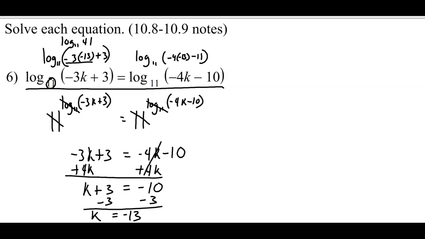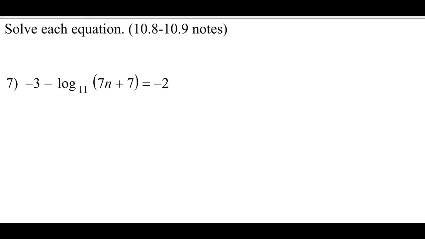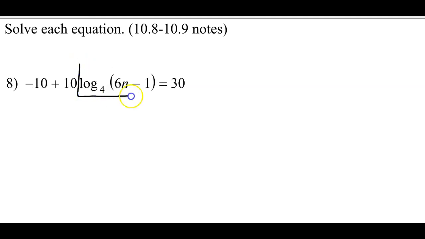Let's make sure the other side also comes out to be 41, and if it does, then we have a good answer. Negative 4 times negative 13 is 52. Take away 11 is 41. So those are equal, and there's no negatives inside the log, so that's a good answer, and therefore negative 13 is my solution. All right, let's go ahead and check out number 8. Now in this case, we have our log here, but we've got these other numbers outside the log. So before we start doing any of the fancy log stuff, we got to get rid of the numbers outside the log. So I'm going to start doing that by adding 10 on both sides first.